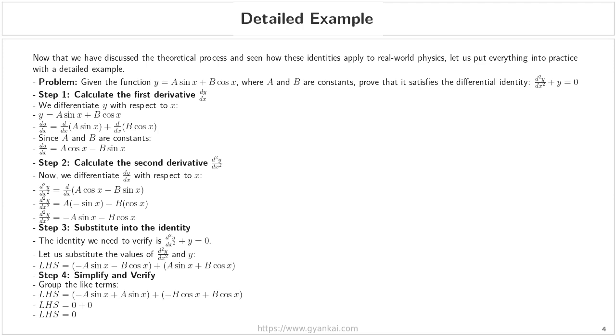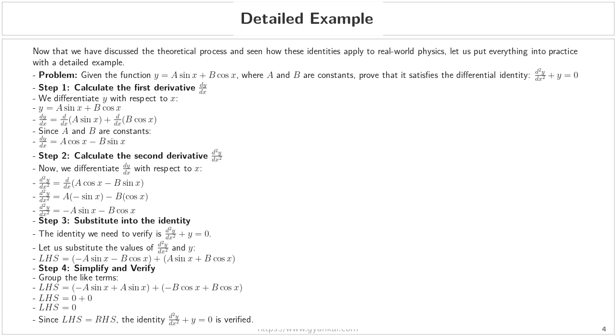Finally, in step 4, we simplify the expression to verify the identity. If we group the like terms, we see that negative a sine x cancels out with positive a sine x, and negative b cosine x cancels out with positive b cosine x. This leaves us with 0 plus 0, which equals 0. Since the left-hand side equals the right-hand side, we have successfully verified that the identity, the second derivative of y with respect to x plus y equals 0, holds true for this function.